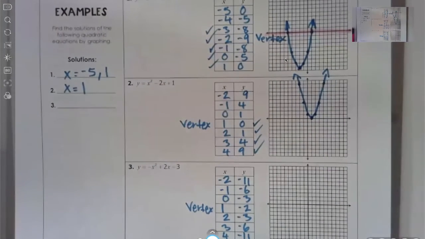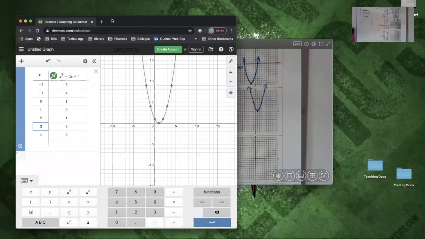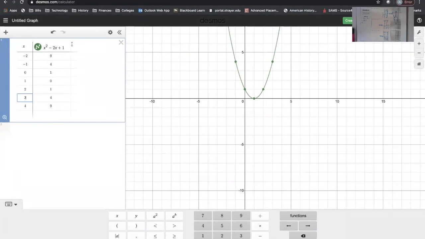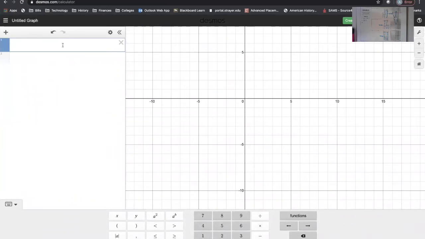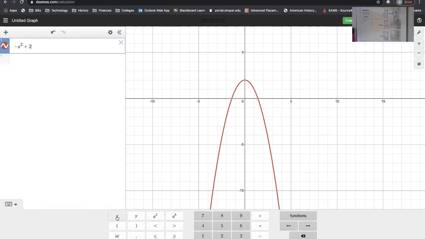Final example of the day here. We've got negative x squared plus 2x minus 3. So we can go ahead in Desmos and type that in. Let's go make that happen. Clear this out. And so I have a negative x squared, and we have plus 2x minus 3.